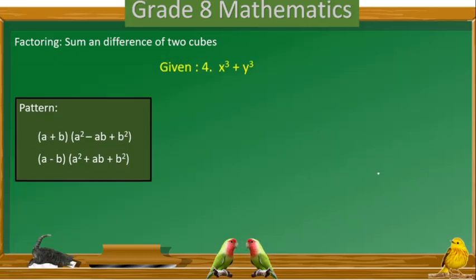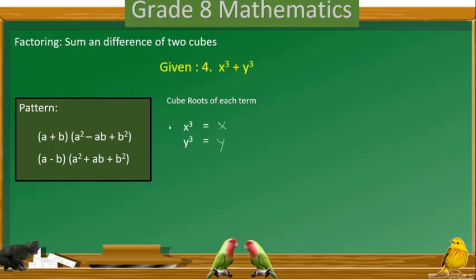Okay, next, number 4. Given x cubed plus y cubed. Same, find the cube root. For x cubed, x. For y cubed, y. This is our a, this is our b. So what pattern is to be used? Still the same pattern. So open parenthesis, the value of a is x, the value of b is y.